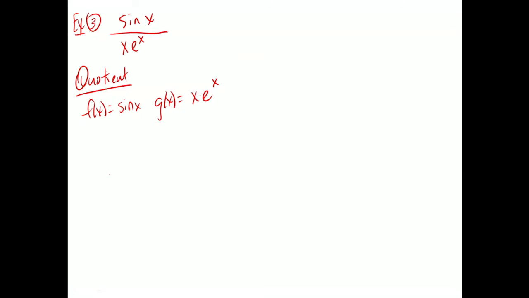I'm going to do the quotient rule, so I know I need to know the derivative of each of these two characters, f and g, in order to be able to fill in the quotient rule. So let me write down the derivative of each piece. Okay? Well, the derivative of sine is cosine. That's in my chart. That's easy. And then g, I want the derivative of g.